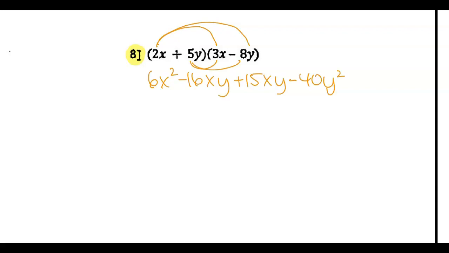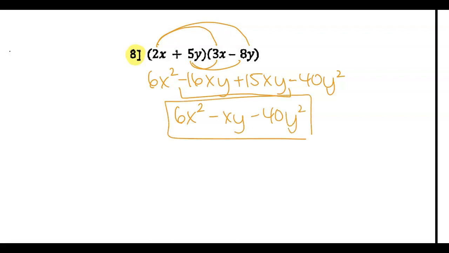In this question, can I combine both of these x's and y's? Yes, they both have the same exponent on x, and they also have the same exponent on y. So they're literally the same term. So I can combine both of these, which will give me 16x squared minus xy minus 40y squared. That's my answer.